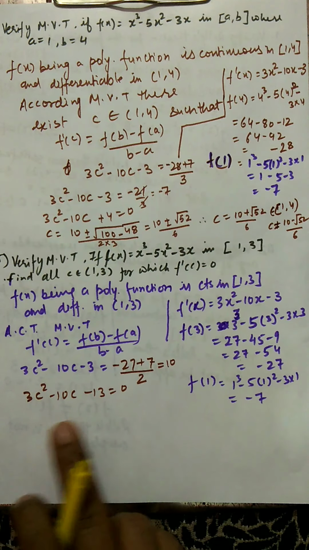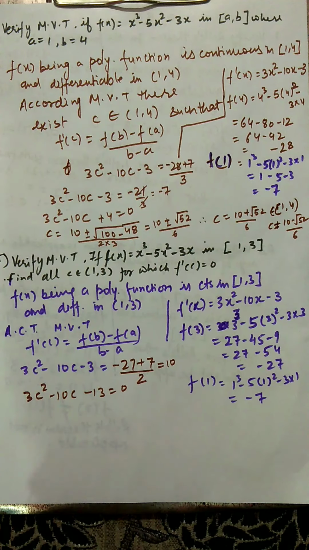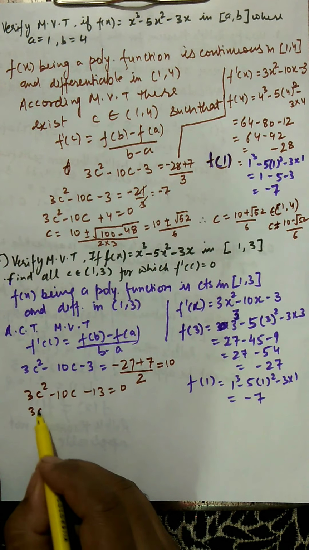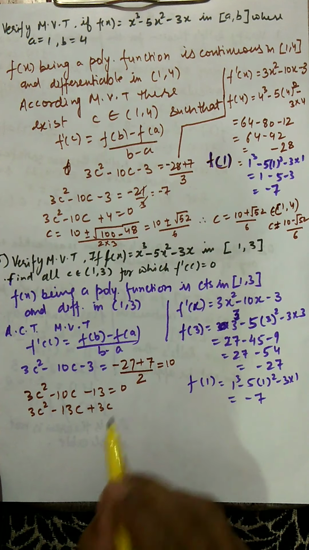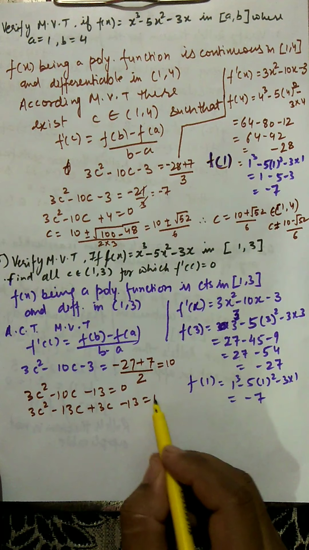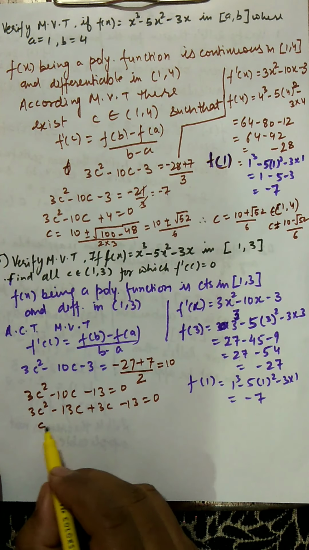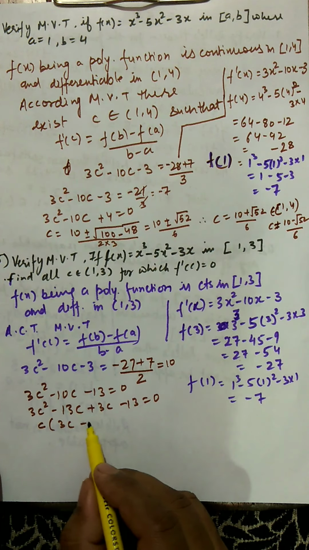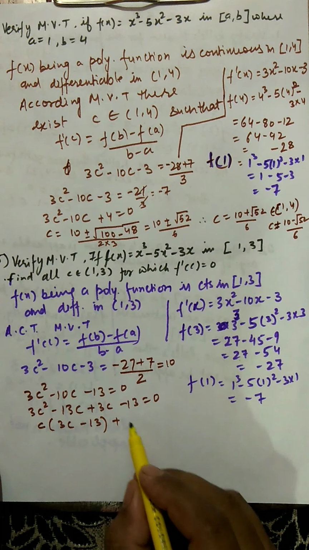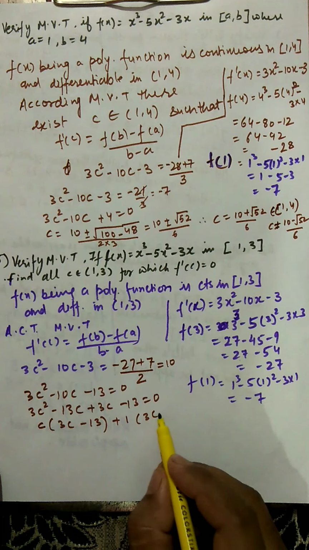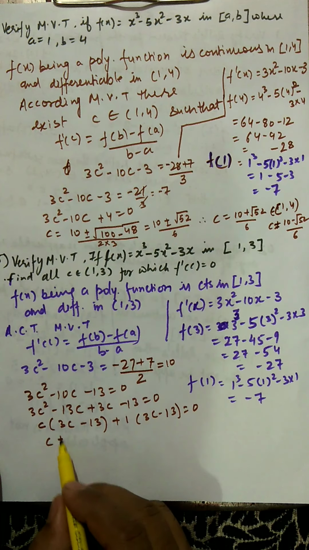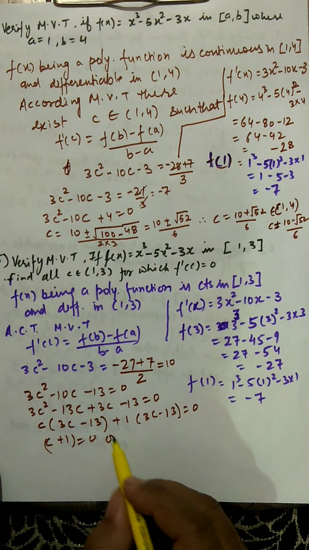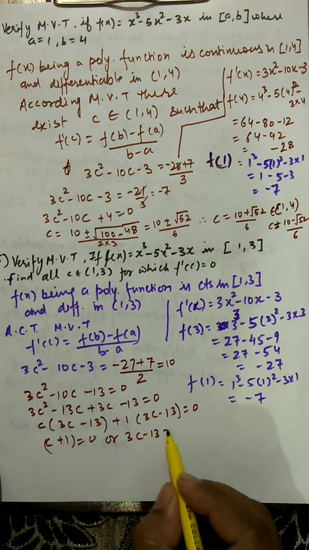Again, you can see if it can be split, this is fine, otherwise you have to use the formula. So we will split this. This is 3c square, this is 13c plus 3c minus 13 equal to 0. So you see c is common, so this is 3c minus 13, and from here you can take 1 common, 3c minus 13 equal to 0. So your c plus 1 is going to be 0, or 3c minus 13 is going to be 0.